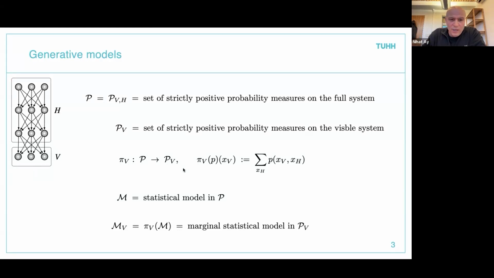Usually, if we want to do learning, it would be natural to consider a model sitting in PV, the set of probability distributions of visible states. That would correspond to M index V, but that's not the general approach that people usually use. They consider a statistical model M sitting in the set P of probability distributions on the full system, and then consider the marginal of this model, which is simply the image of calligraphic M under the map pi V. This is denoted by M index V. So this is the marginal statistical model in PV. This is the notation.